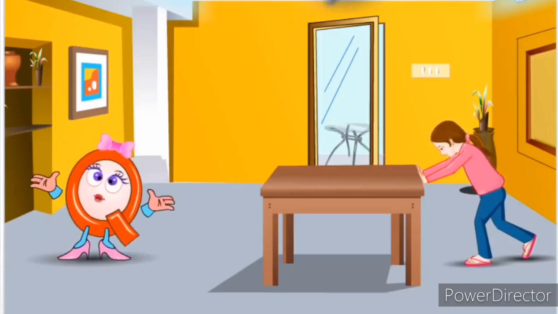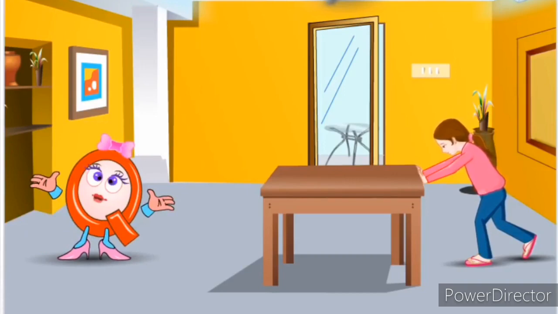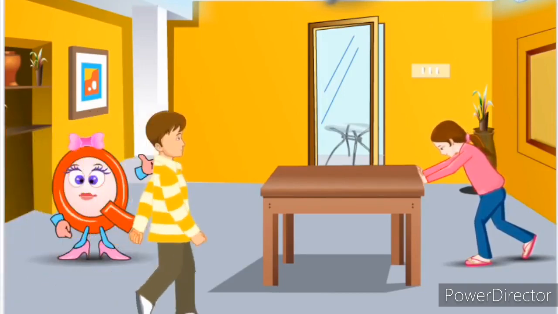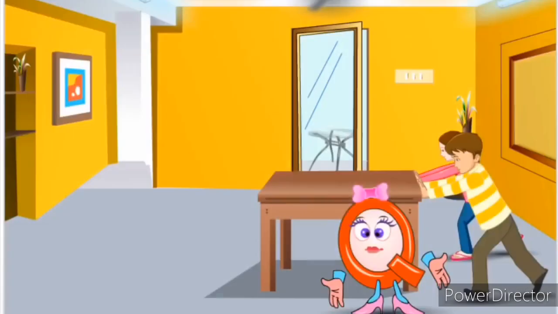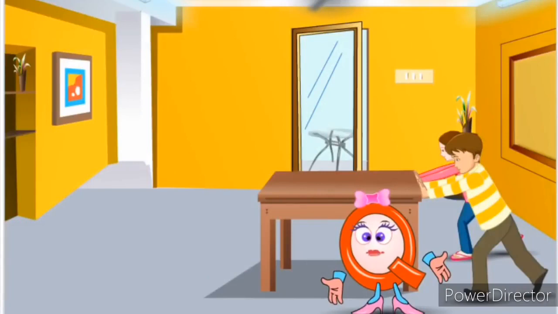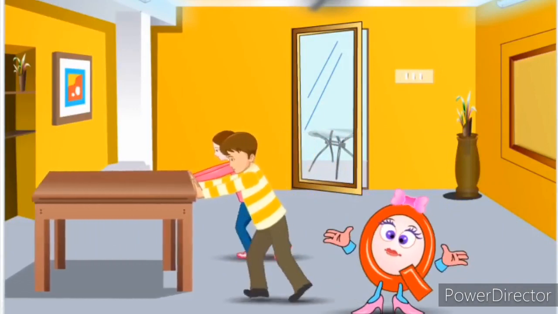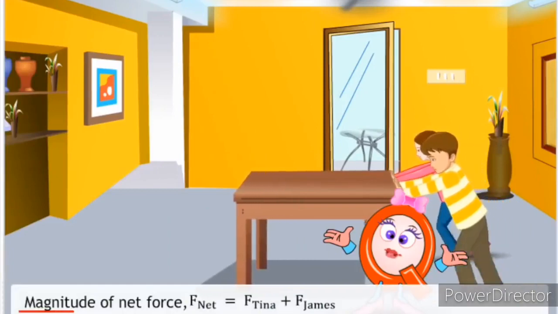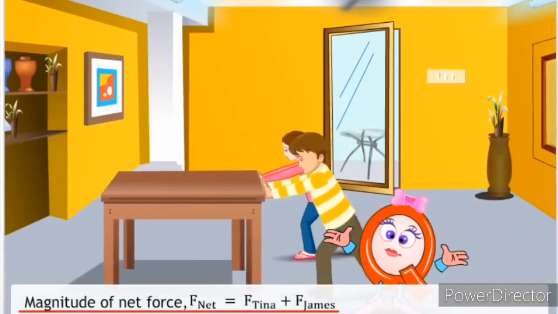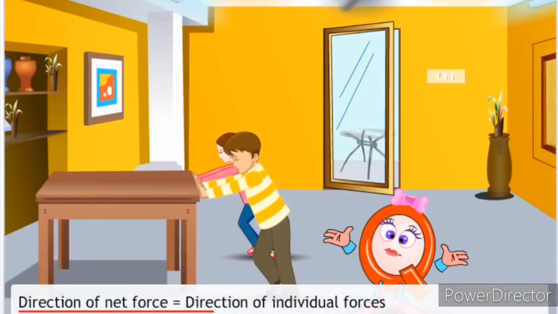Tina is applying force to push the table to the wall, but she is unable to do so. The table seems to be too heavy for her to push forward alone. Hey James, come, lend me a hand please. Observe what happens now. When James and Tina both pushed the table together, it was easier for them to move the table. This shows net force is bigger than the individual forces, in this case, where the individual forces act in the same direction.